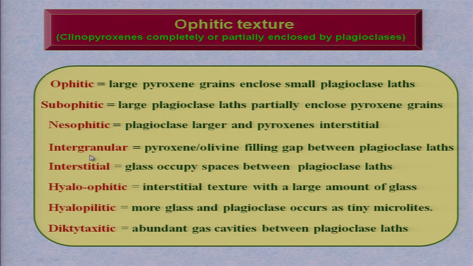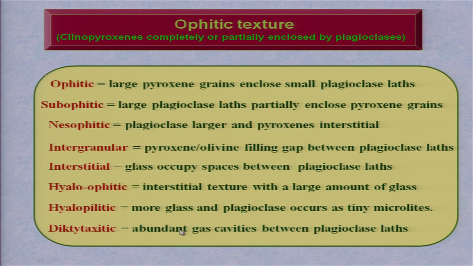In the intergranular texture, pyroxene and or olivine both can be possible, filling gaps between plagioclase laths. Interstitial texture, glass occupies space between plagioclase laths, which I have already discussed before. Hyalophitic texture, in this case interstitial texture with a large amount of glass. Hyalo means glass. The hyalopilitic texture, more glass and plagioclase occurs as tiny microlites. Dictytaxitic texture, in this case abundant gas cavities between plagioclase laths.